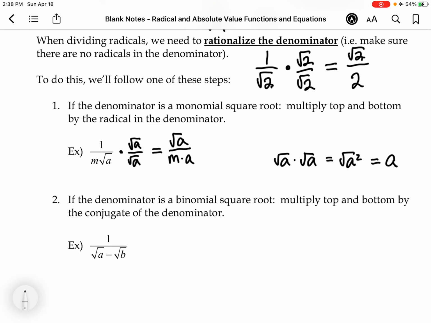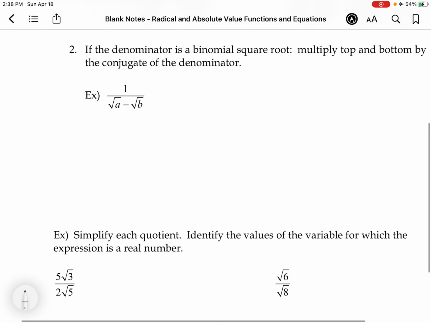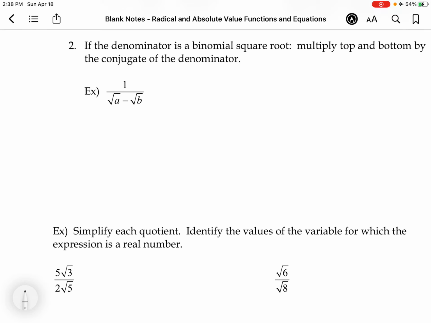Now, when you have a denominator that is not a monomial, let's say you have a binomial, then what we can do is multiply the numerator and denominator by something called the conjugate. The conjugate relies on difference of squares, so I want to remind you of this: a plus b times a minus b equals a squared minus b squared. We know that. We've been doing that for quite a while, since the beginning of 10C.